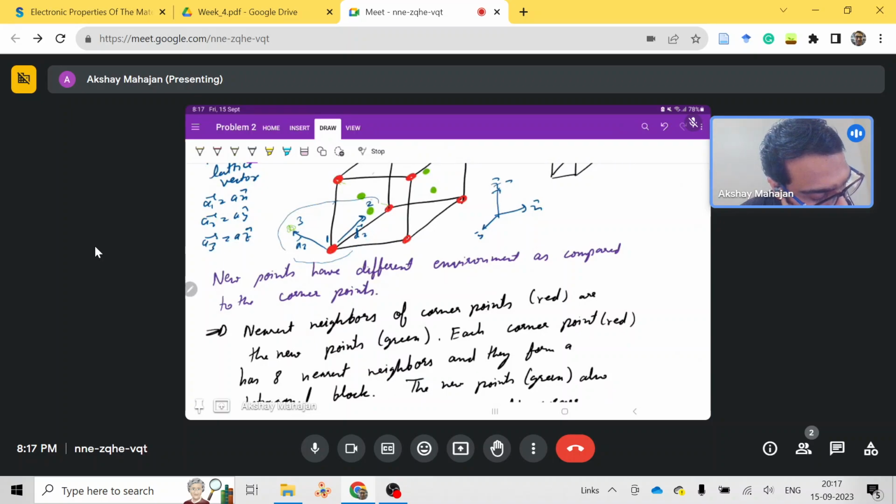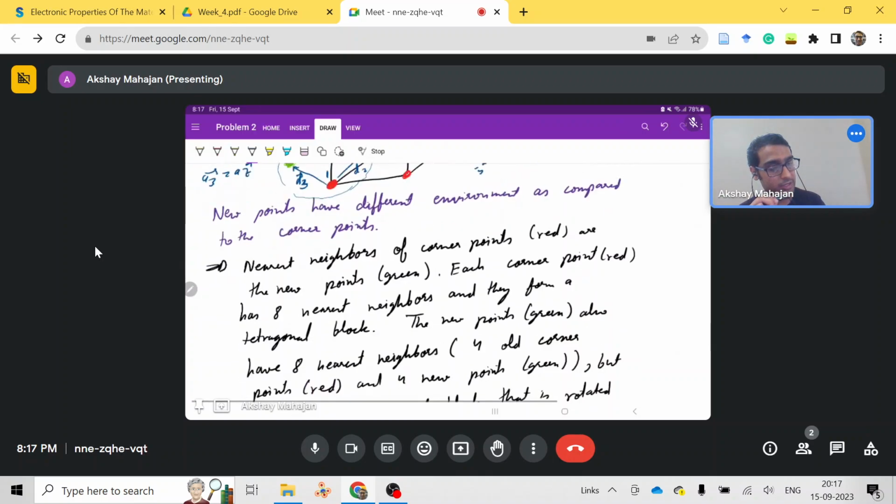Right, so this will be our basis. At each point we have to take one red point and these two green points, and this is our d2 vector. This is my d3 vector. So this is my d3, this is my d2, and the d1 vector is just a 0 vector.